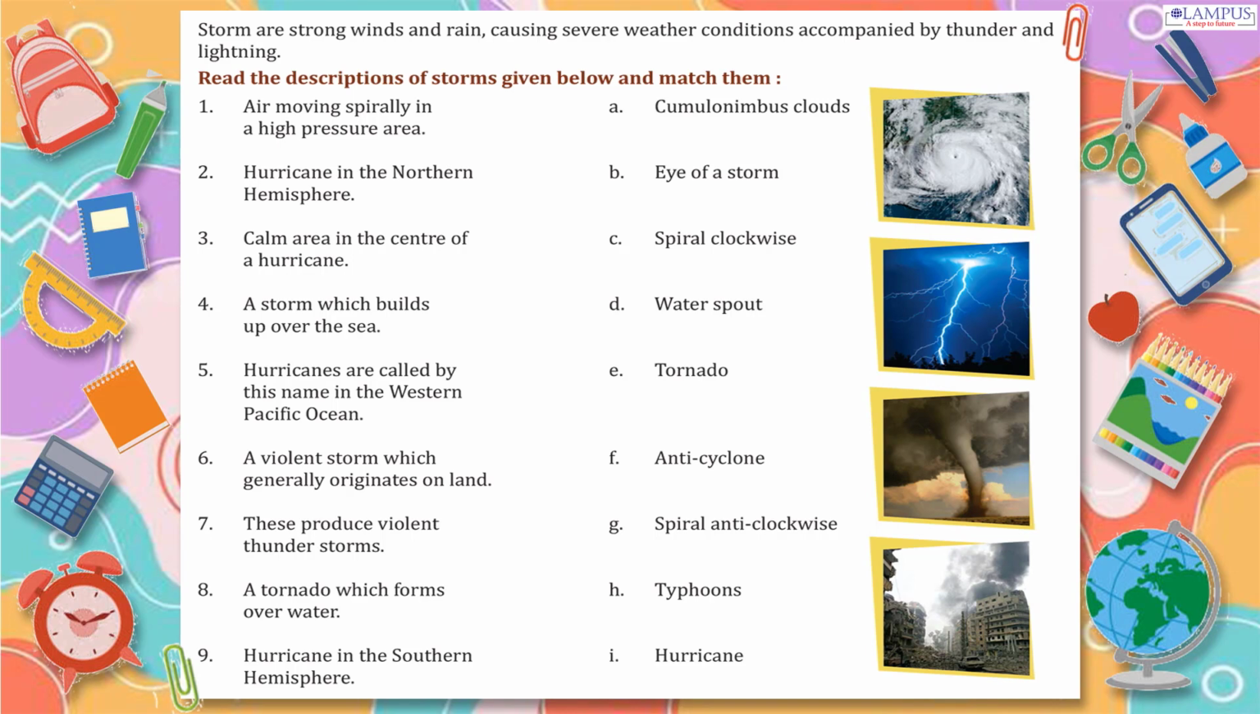7. These produce violent thunderstorms. 8. A tornado which forms over water. 9. Hurricane in the southern hemisphere.